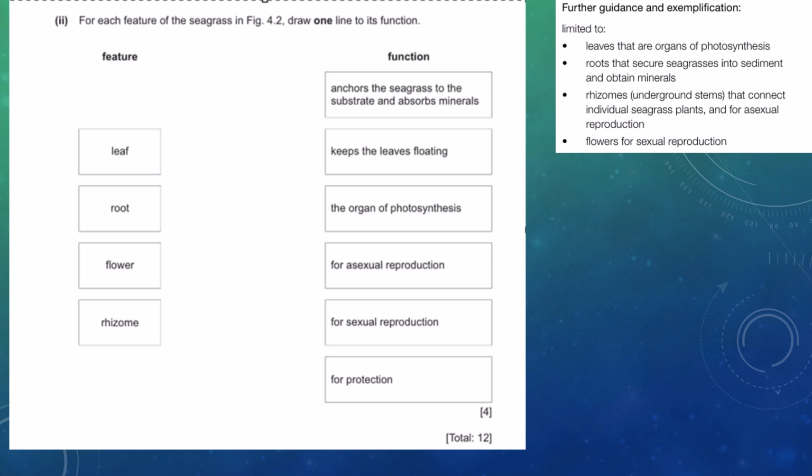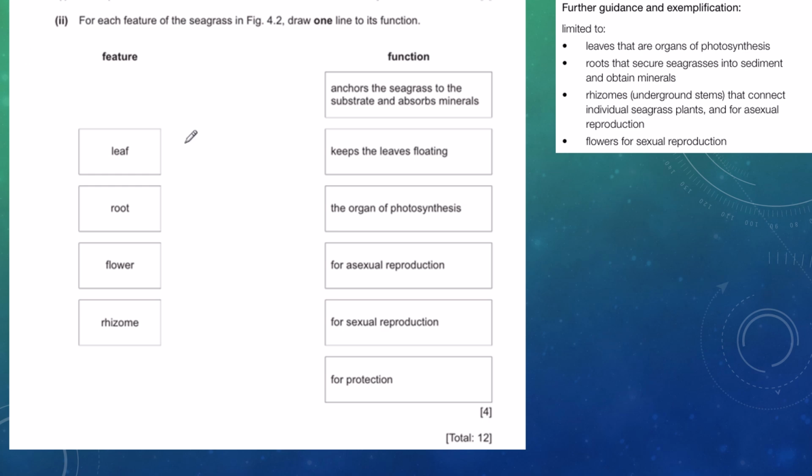And we continue here with our seagrass. And this is a 4-point question. And if you remember, this is 4 easy points because all you have to do is draw one line to its function. The one line is important. I saw some students here draw more than one line, like from leaf. It's important to choose the right one.